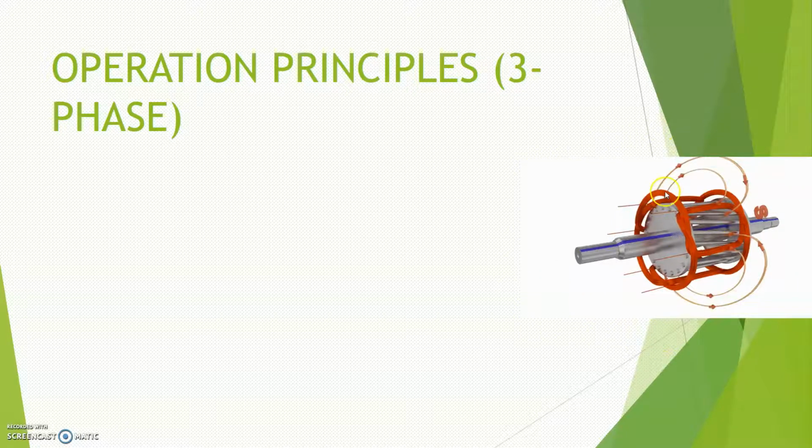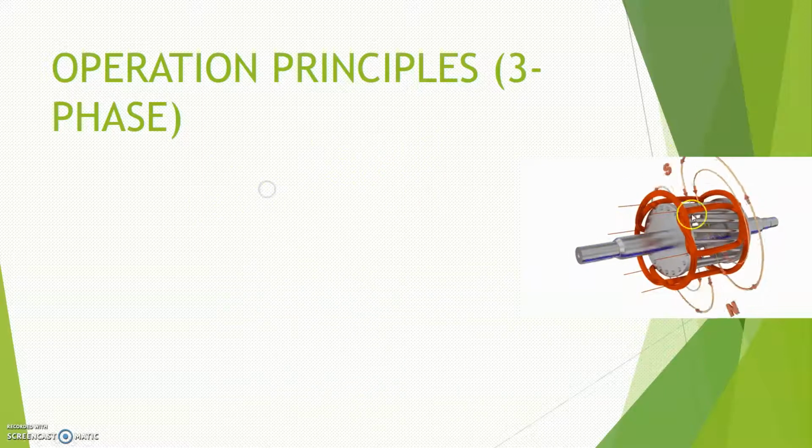Basically, the red color represents the stator winding. This is the magnetic field, which we call a rotating magnetic field. The silver one in the middle is the rotor, and the blue color is the induced current that flows through the rotor. So how does the induction machine operate? It starts with this.